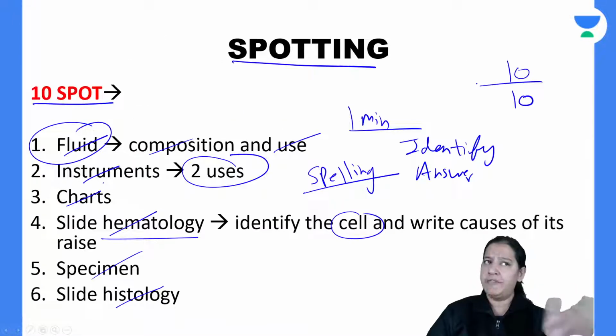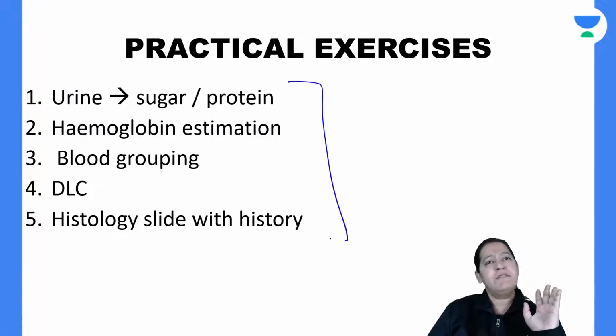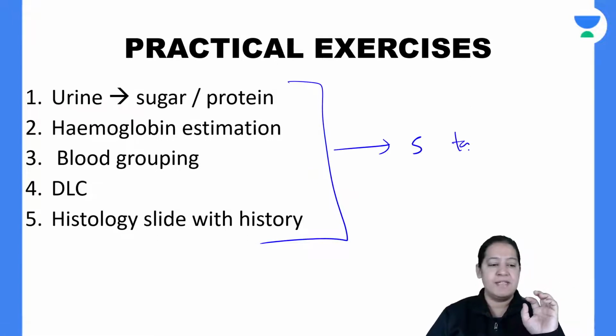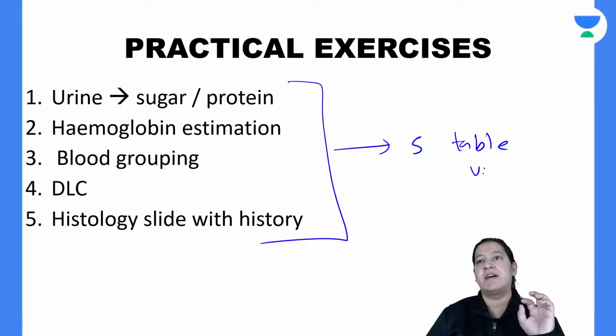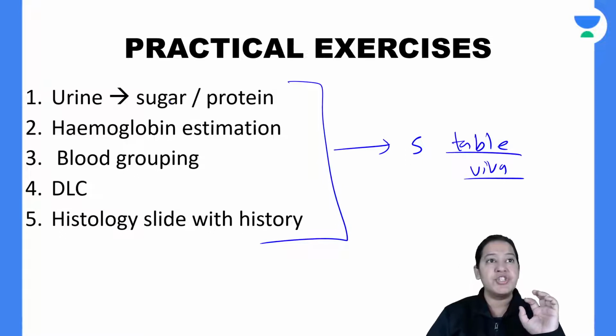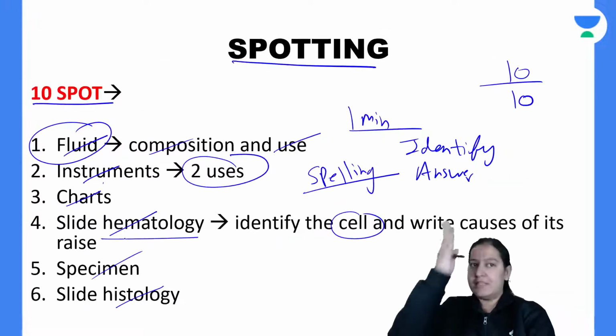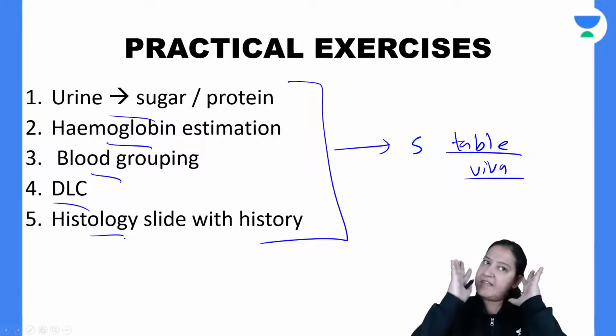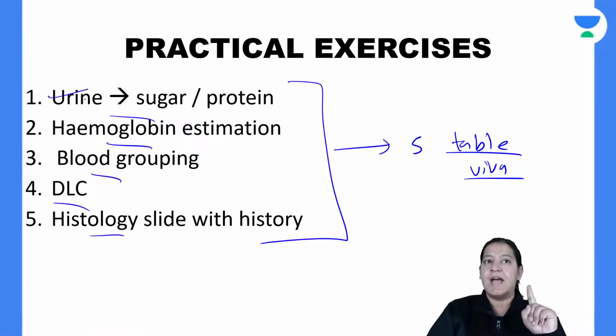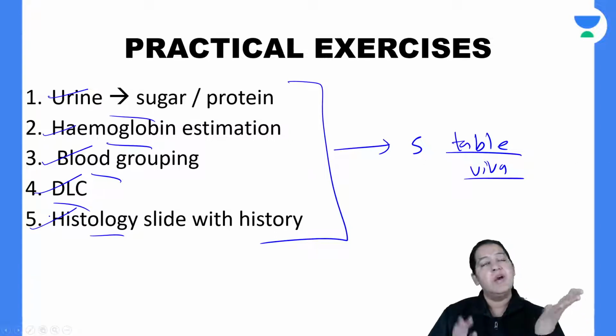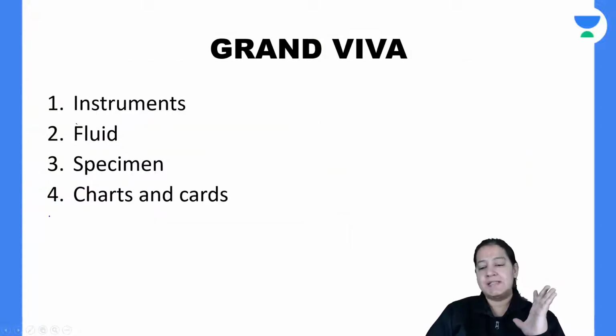After that, you have 5 exercises. We will discuss the 5 exercises in detail, and you have 5 table vivas. Yes or no? You all have 5 table vivas. We will discuss the table viva questions from each of these exercises in detail. First, let me cover the spotting, and after that I will cover the exercises: the urine exercise, hemoglobin exercise, Sahli's hemoglobinometer, blood group exercise, DLC exercise, and a histology slide with a history given to you. Those are the practical exercises.